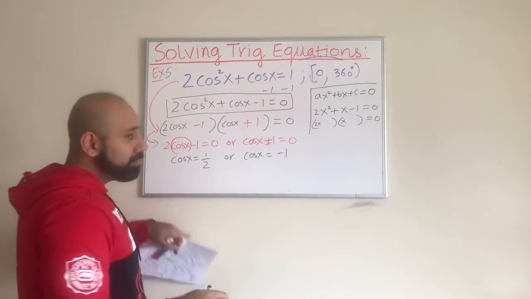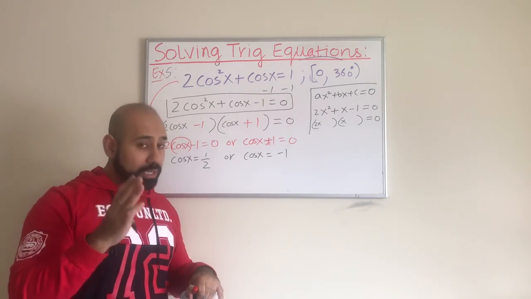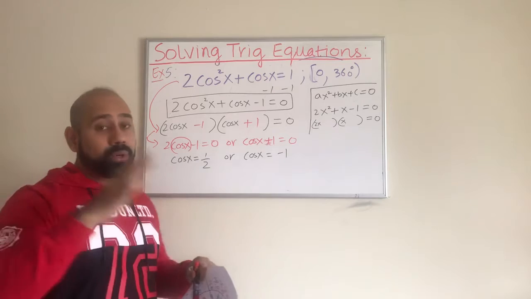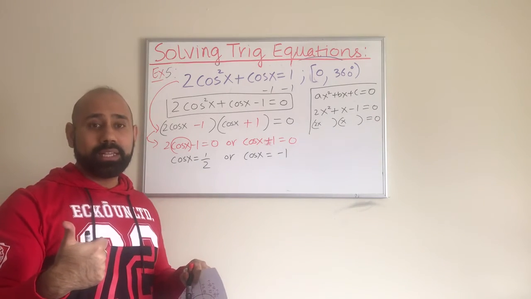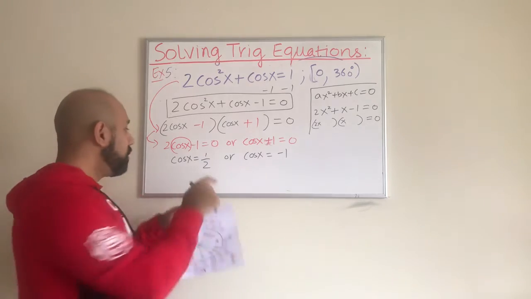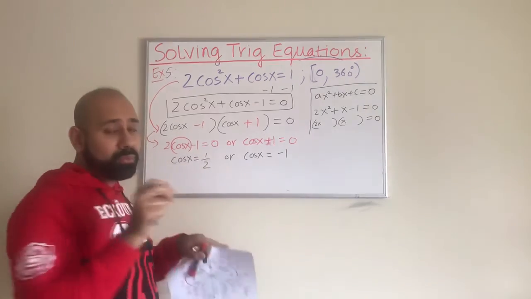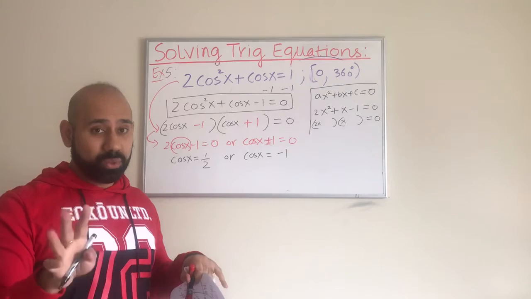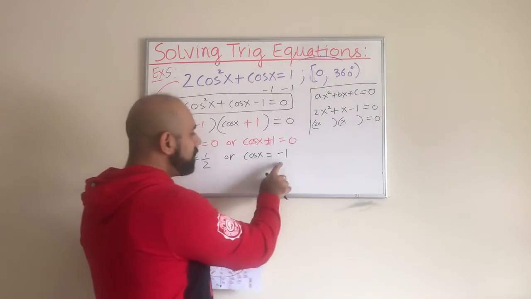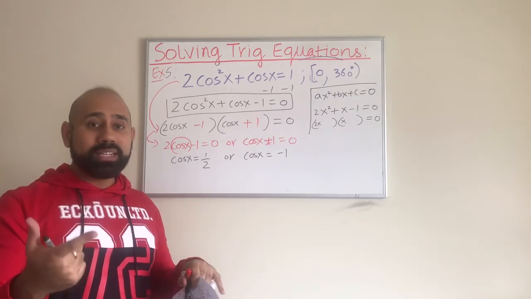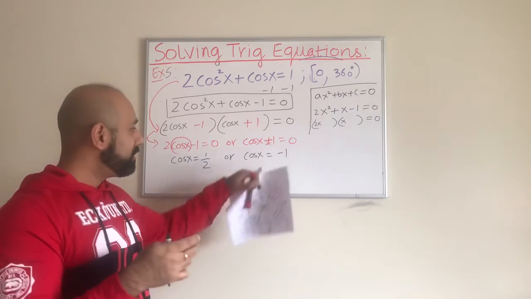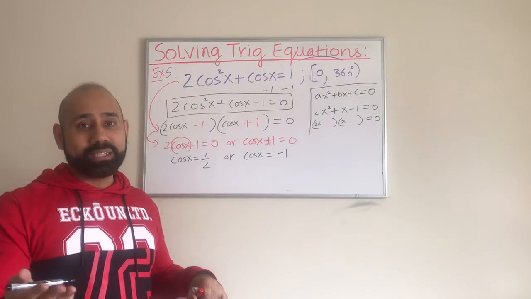So cosine x equals 1/2 means it's positive. That means cosine is positive in the first quadrant, and then it is positive again in the fourth quadrant. So for this particular value, we only have to look into the first and the fourth quadrant. And then cosine is negative in the second quadrant and in the third quadrant. So for this value, we have to look into the second and the third.